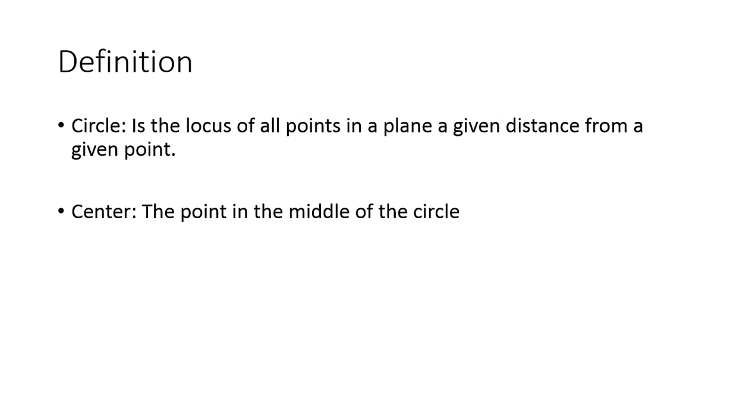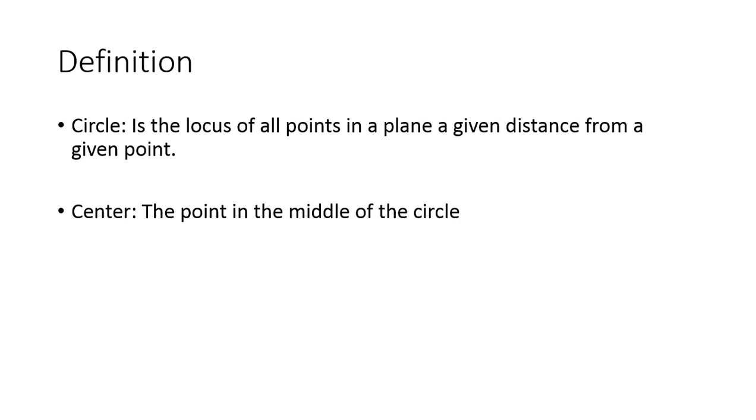A circle is basically a locus of points in a plane that is a given distance from a single point. So if you're on a piece of paper and you put a point in the middle of the paper, what are all the points that are 3 inches from that single point? If you do that, you'll notice you'll always get a circle. And so that is what a circle is: all the points that are a given distance from a single point.